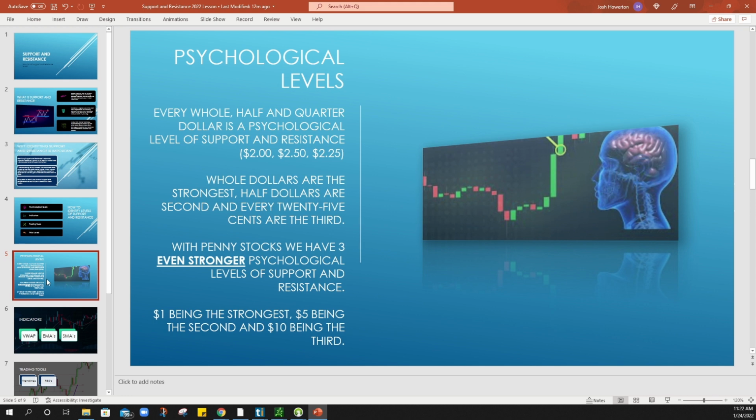But with penny stocks, we need to know this, guys. With penny stocks, we have three even stronger psychological levels of support and resistance. And this honestly bleeds into larger cap stocks as well. But with penny stocks, we have three levels that we need to be even more mindful of and really take into consideration because they're very strong. You have $1 being the strongest level of support and resistance for penny stocks, $5 being the second, $10 being the third. And then it's every 10, 20, 30, 40, and then $50 is a very strong level.